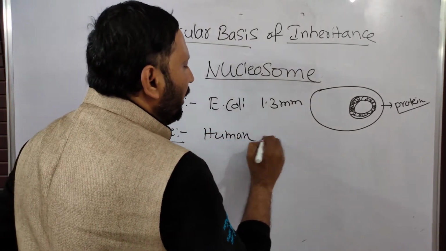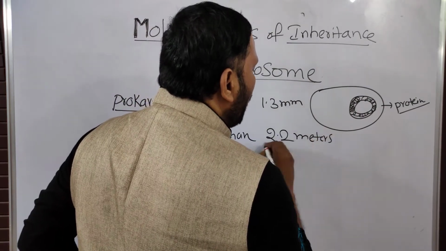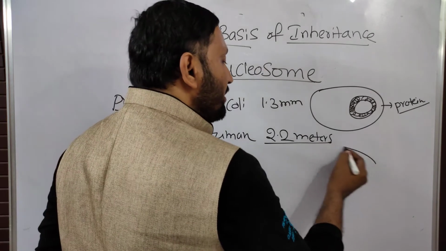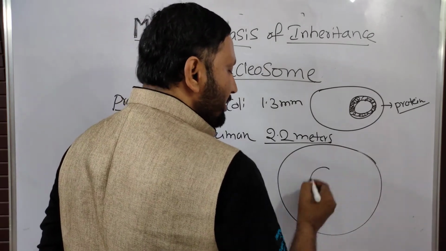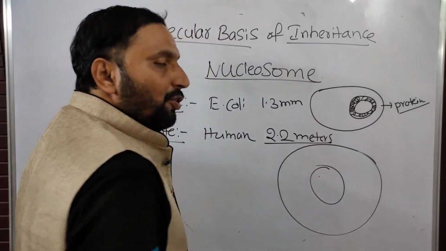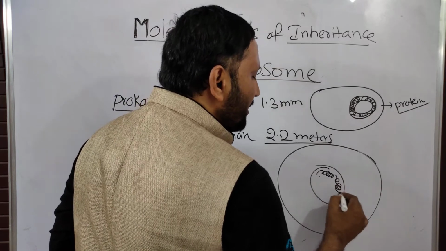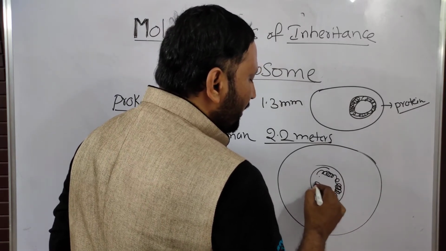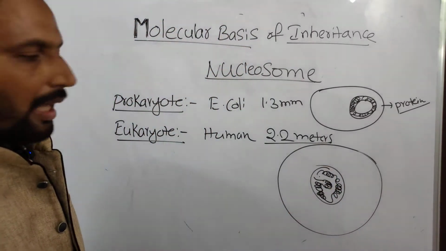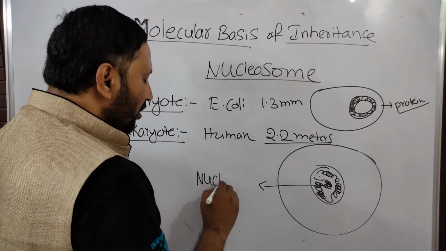In human being, the length of the DNA is about 2.2 meters. 2.2 meters of DNA is fixed in the nucleus. You just observe in the nucleus, deeply stained structures are present. That deeply stained structure is called chromatin material. So that is arranged in the form of beads, a string of beads. Each bead is called nucleosome. That is called nucleosome.